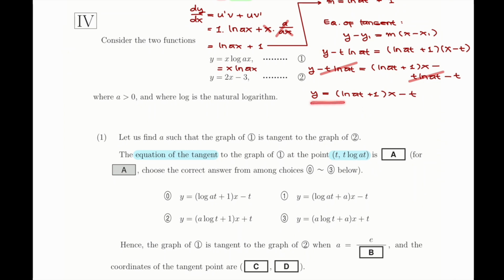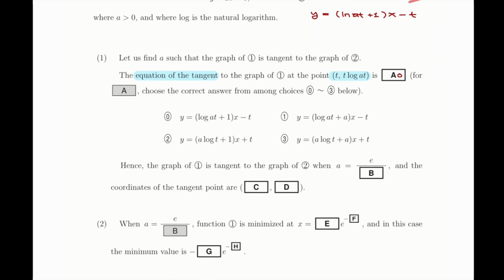This is the equation of tangent at point t, t ln at. So the answer for A is this one, which is 0: ln at plus 1 times x minus t. So A is 0. And then, hence, the graph of 1 is tangent to the graph of 2 when a equals something.